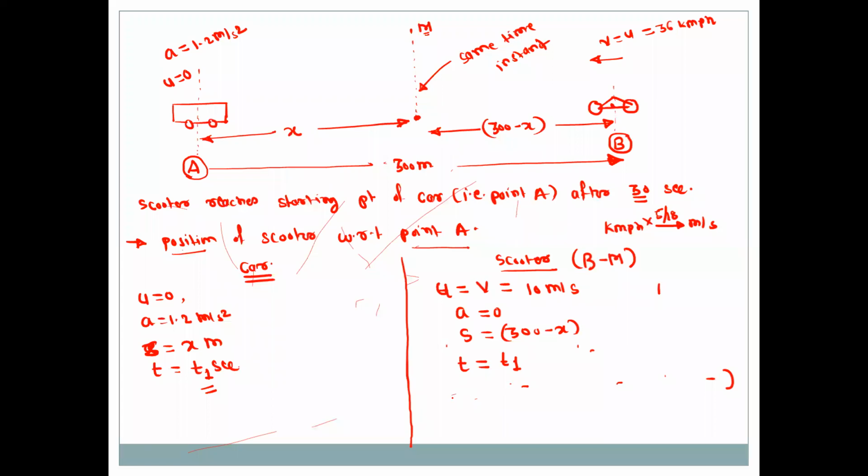Okay, so now you can use the equation S is equal to ut plus half at square for the scooter, and for the car also, S is equal to ut plus half at square. So why are we using this equation? Because displacement is available in terms of x, initial velocity is given and time is the same. So by using these two equations, we can find out the x value.